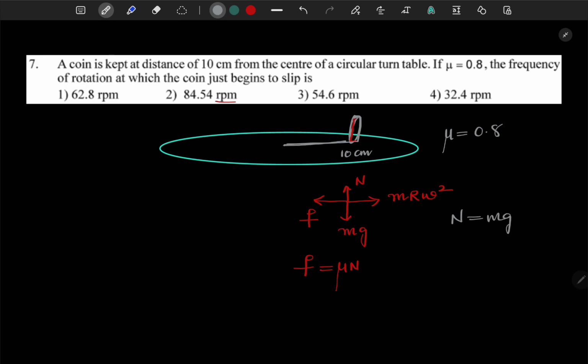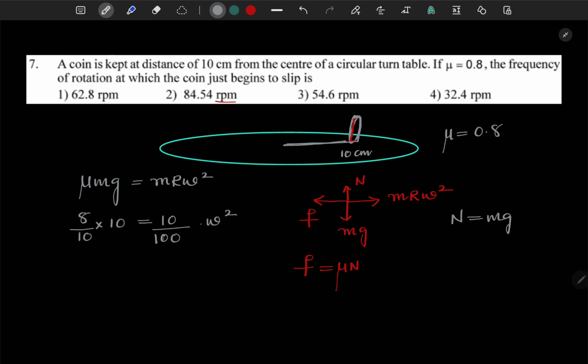And now we'll equate this. Friction is mu into normal reaction, so mu mg must be equal to mr omega square. So let's substitute this. Mu is 0.8, I am writing it as 8 by 10. So you can actually cancel m. g we will take as 10, is equal to r, the radius, which is 10 centimeters. So you can witness 10 by 100 into omega square.